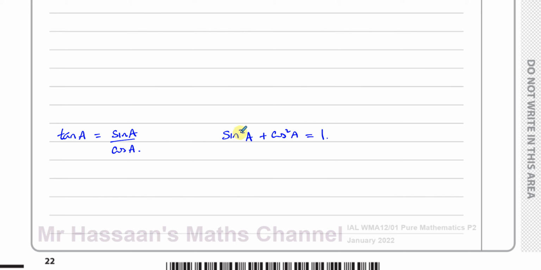So the sine of an angle all squared, what this actually means is the sine of A all squared. That's what it means. It's just written in this form. Plus the cosine of the same angle all squared will always be equal to 1. These two identities are very, very important identities.